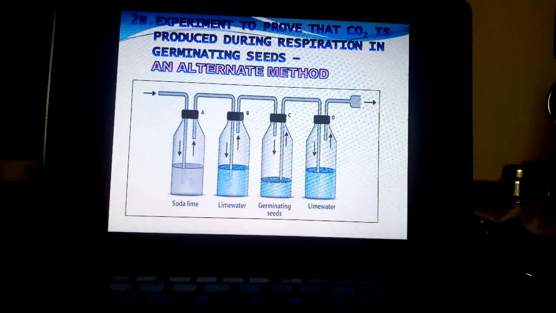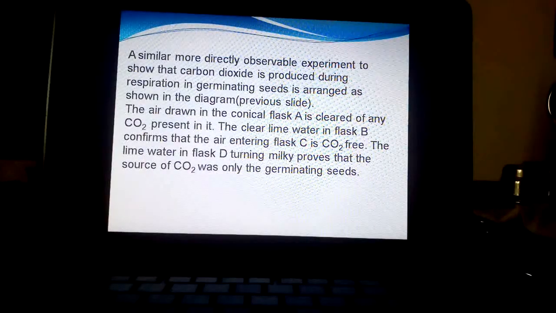Here, each place you are going to test. Got it? This is called the alternative method. Experiment to prove that carbon dioxide is produced during respiration in germinating seeds. Here we are taking 4 test tubes, children. Sorry, 4 flasks, children. Got it? Now, a similar, more directly observable experiment to show that carbon dioxide is produced during respiration in germinating seeds is arranged, as we have shown now in the slide, one after the other, in 4 flasks.